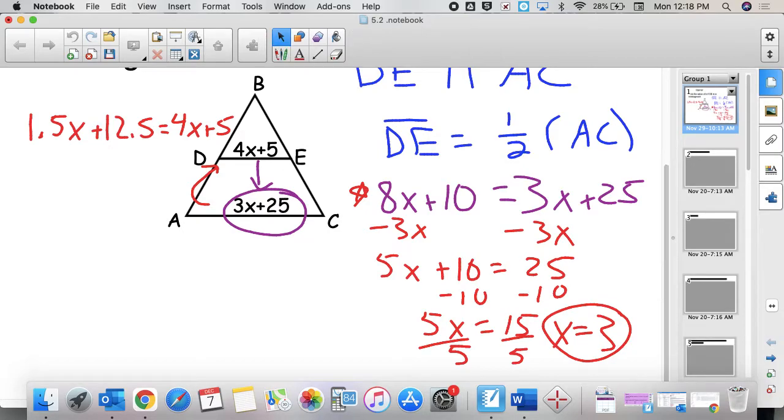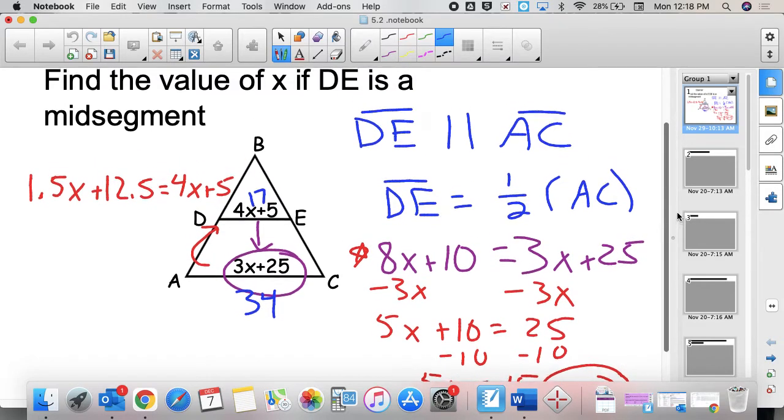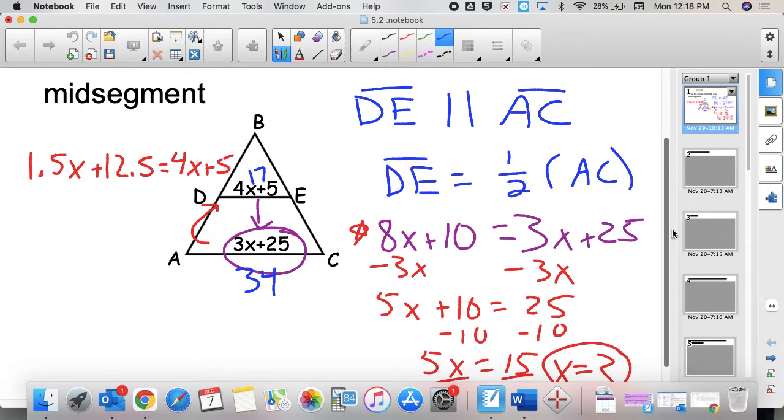If you notice when we plug that in, 4 times 3 is 12. 12 plus 5 is 17. So DE was 17. 3 times 3 is 9. 9 plus 25 gives us 34 for AC. Notice your mid-segment here is 1/2 as big as that third side.